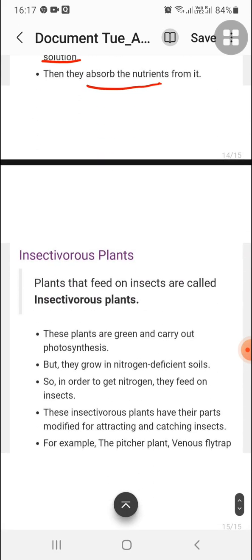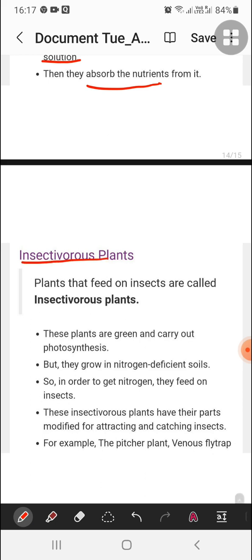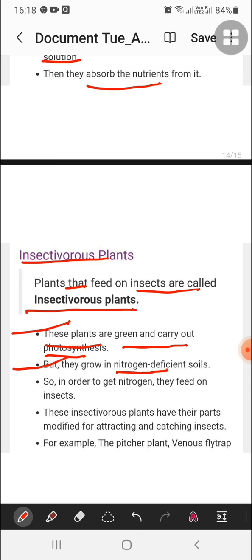Now, the last, insectivorous plants. Plants that feed on insects are called insectivorous plants. These plants are green and carry out photosynthesis, but they grow in nitrogen deficient soil. So in order to get nitrogen, they feed on insects. These insectivorous plants have their parts modified for attracting and catching insects. For example, the pitcher plant and the Venus flytrap. Here, our chapter explanation is complete.